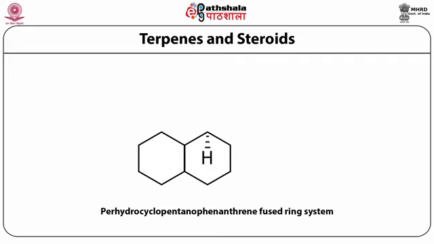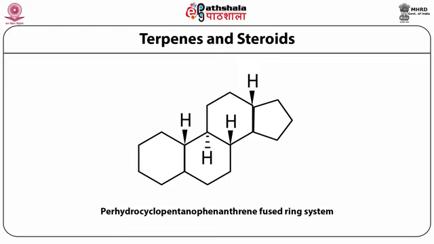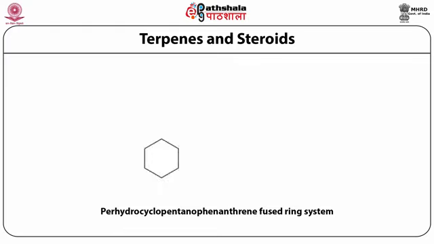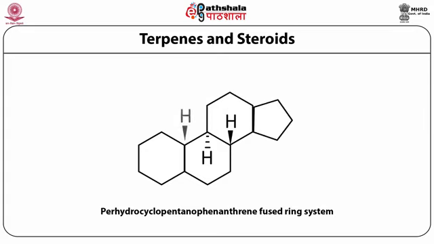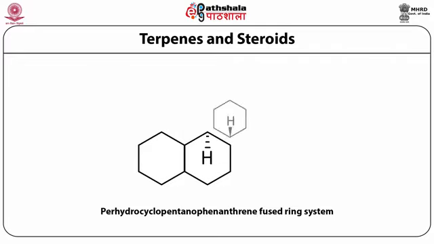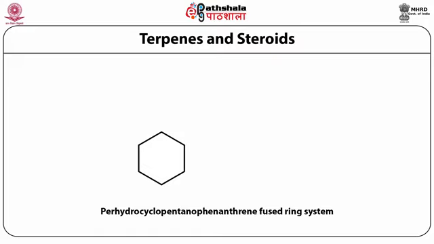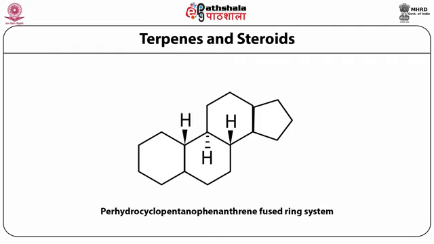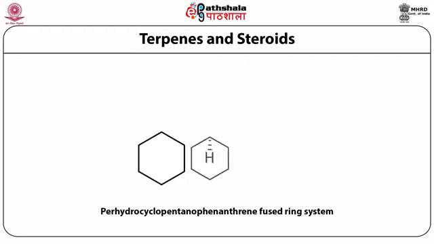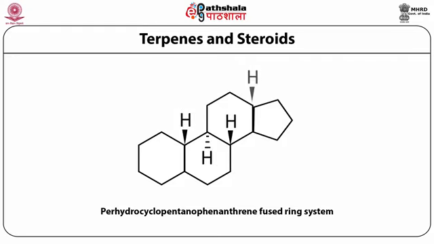Similarly, steroids is another heterogeneous class and consists of a variety of molecules with different physiological properties. Steroids are compounds having a cyclopentane perhydrophenanthrene fused ring system. This fused ring system of the steroid is shown in the slide. There are some important steroids, for example, cholesterol, bile acids and sex hormones.